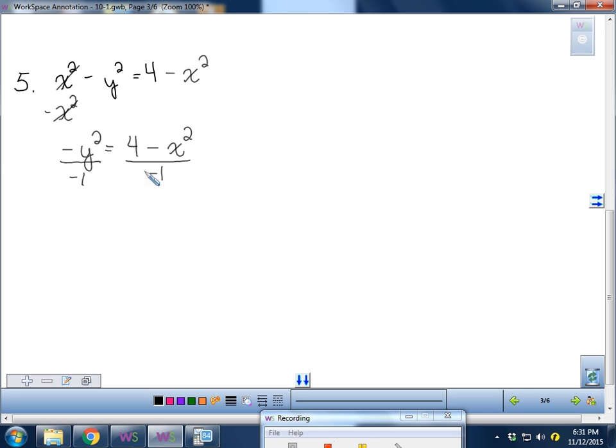And since you're plugging this into your calculator, you really don't have to change anything. You could just leave it there, okay? If you did simplify, you would have a negative 4 and a positive x squared. And it's okay if you want to do that. I'm just going to leave it.